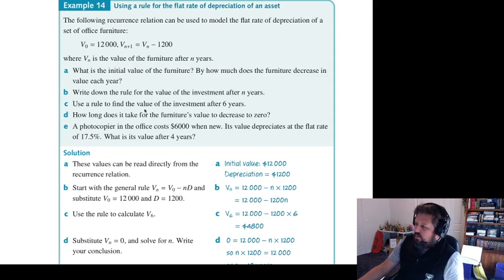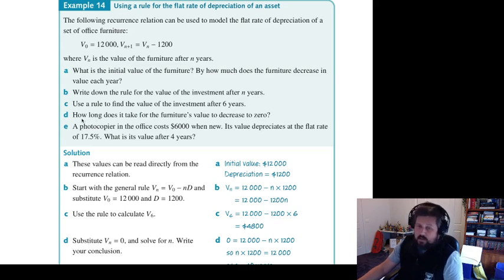Part C is saying use the rule to find the value of the investment after... it's not really an investment. I'd say find the value of the furniture, or the depreciation of the furniture, after 6 years. So in this particular case, you're going to be finding out V6. n is 6. So we're writing out the equation. Where we've got n in the equation, we're going to substitute in 6. We find out that the furniture is worth $4,800 after 6 years.